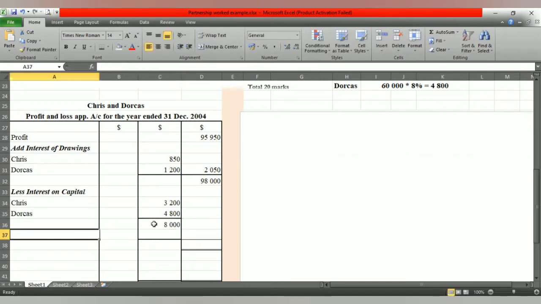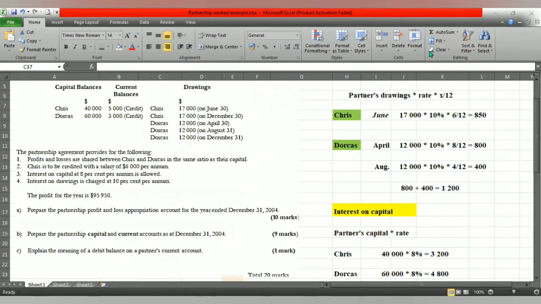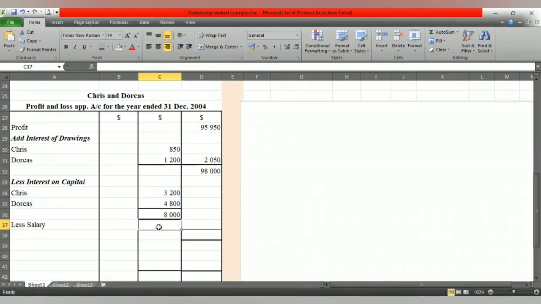Also, we're subtracting salary. These figures are being paid out to the partners from the profit, and we're subtracting those. For the partner that receives salary, we're going back to the question and picking up that information. If you look at note 2, it's highlighted right there that Chris is to be credited with a salary of $6,000 per annum. So that we're going to take down to our appropriation account, because we're definitely showing the amount that we're paying out to our partners from the profit, and that is $6,000.